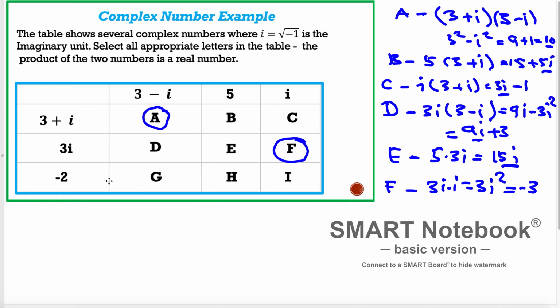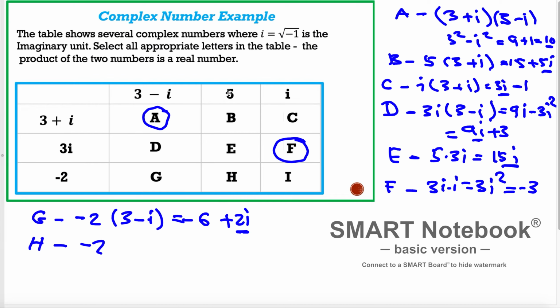Now let's go with the G. G is minus 2 times (3 minus i). And this is a minus 6, and minus 2 times i is a plus 2i. Again, this is not real because this 2i is an imaginary number. Now let's go with the H. And H is minus 2 times 5, which is minus 10. So this is a real number. So H is a real number.